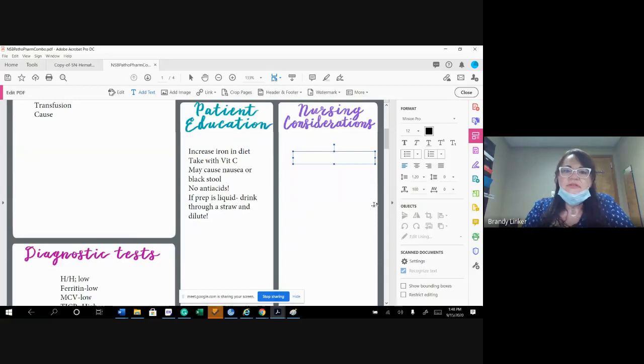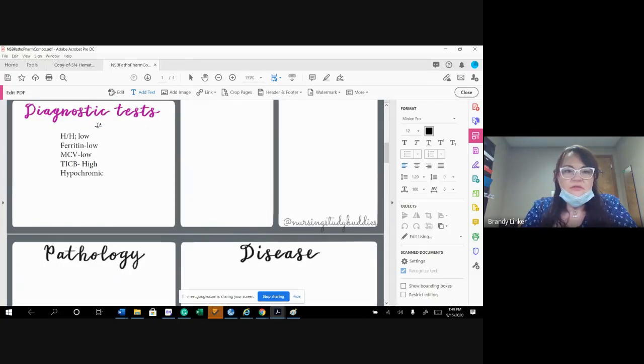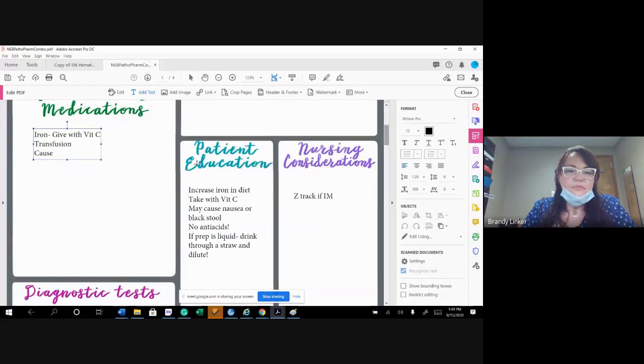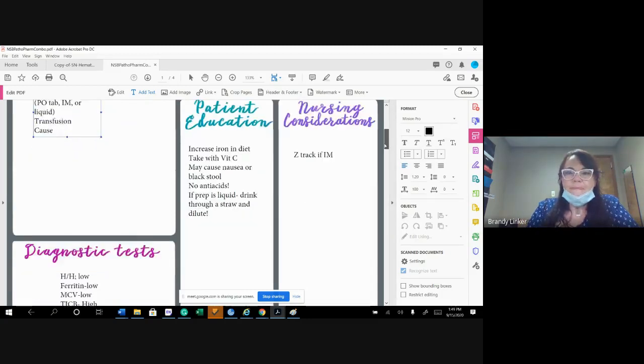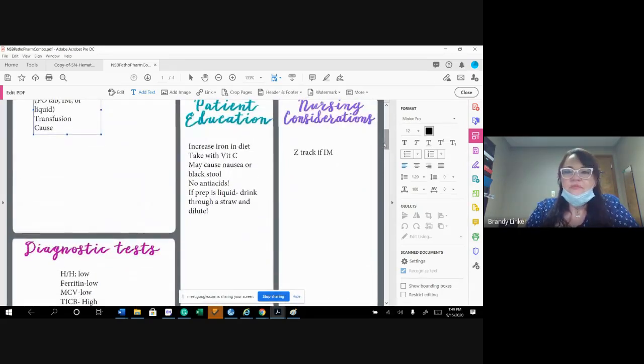And then your nursing considerations, you use the Z-Track method. Okay. And when you give iron, nursing considerations whenever you give the medication. It can be PO, IM, or liquid. So it can be a PO tab, IM injection, or liquid form. You want to use the Z-Track if it's an IM. It helps decrease the amount that will leak out of the muscle. Okay. A good description of the Z-Track method is here.